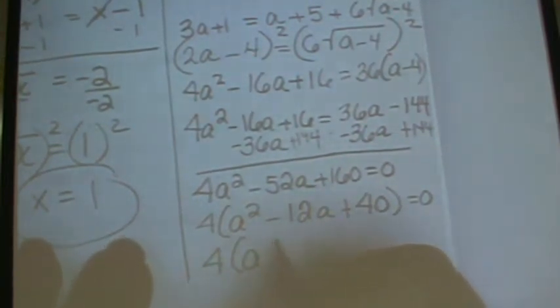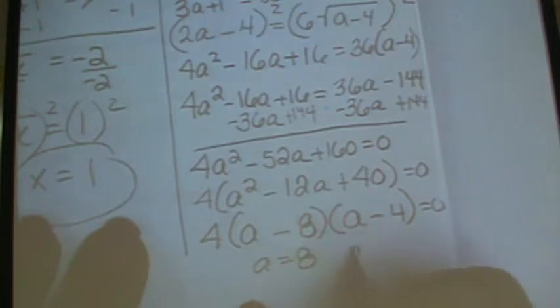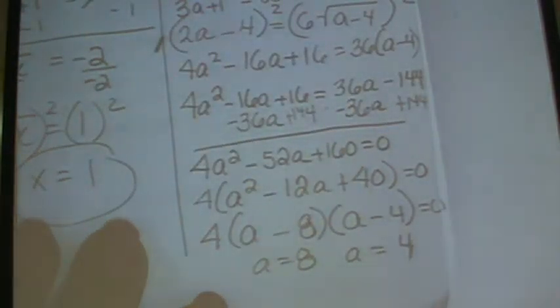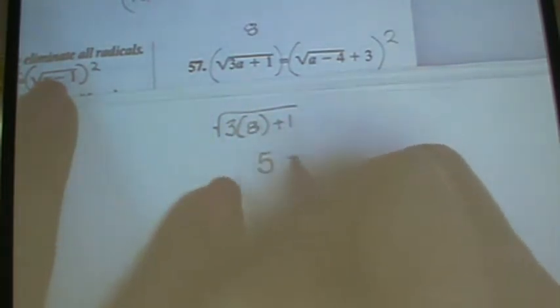What times what is 40 but adds to be negative 12? It would be 8 and 4. And this is nothing, but your two possible answers are a is 8 and a is 4. And what you're going to want to do is plug these two answers in one at a time to see if any or both work. So if you plug the 8 in, 3 times 8 is 24, 24 plus 1, so we're testing 8 first. So that's 25, root 25 is 5. Does that equal 8 minus 4, which is 4? Root 4 is 2, 2 plus 3, that works, so this one worked.